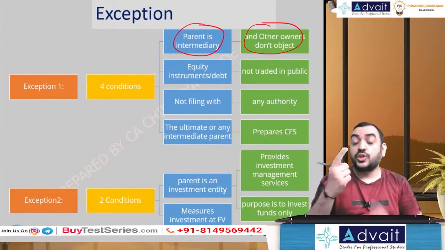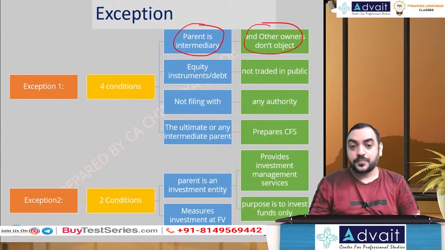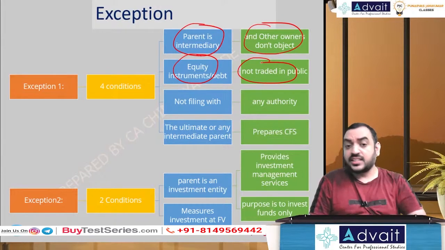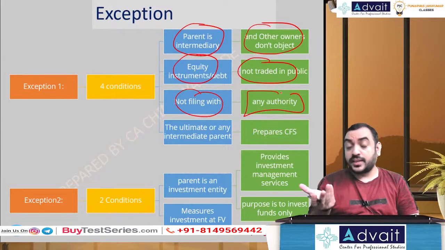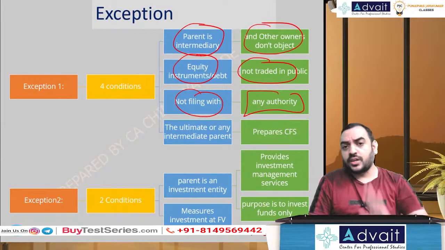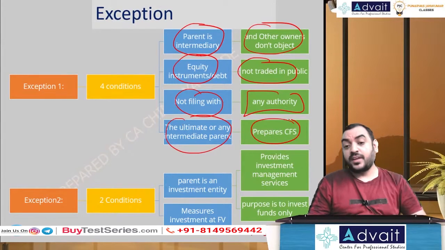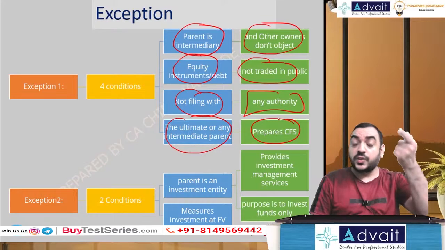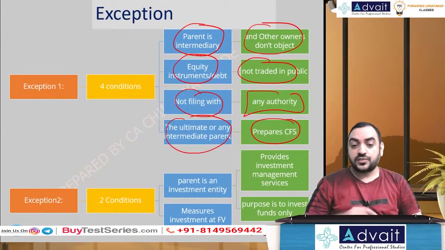Parent is an intermediary company and other owners don't object. Who are the other owners? Who is that remaining 40%? Outsiders, they should not object. Equity instruments or debt are not traded in public, so an unlisted company, and not filing with any authority. In the Indian case, it might not be the case because you might have to report under the Companies Act, but we are not discussing that. And the ultimate or any intermediate parent prepares consolidated financial statements. Here the ultimate parent, company A, is preparing them.